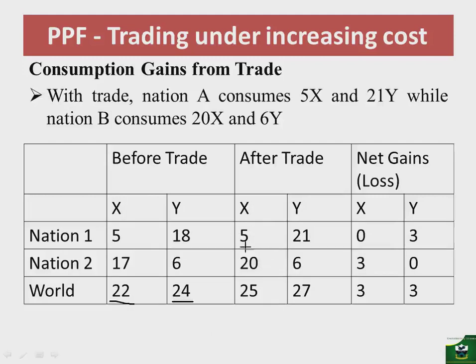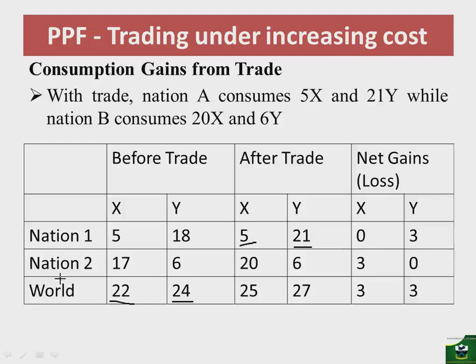And after trade, 5 of X is consumed in Nation 1 because Nation 1 wants to consume the same amount as the autarky consumption, so we will have 5. But notice that the consumption of Y has increased from 18 to 21, given that the nations have exchanged 7X for 7Y. For the net gains, we subtract the 5 of X before trade from the 5 of X after trade, and we will have 0 net gain. In terms of commodity Y, we subtract 21 minus 18 and we will have 3.